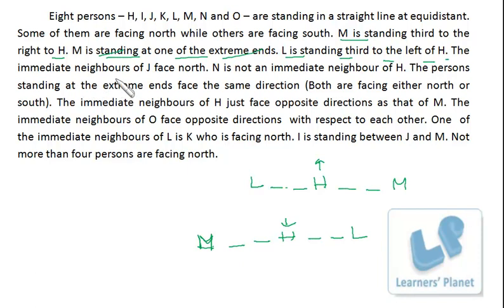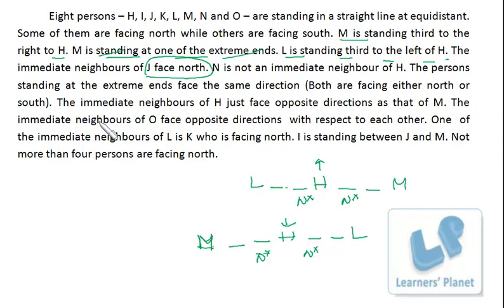The immediate neighbors of J face north. J we haven't introduced so far. N is not an immediate neighbor of H, so N is not here, not here, not here, not here. The persons standing at the extreme ends face the same direction, either both north or both south. The immediate neighbors of H face the opposite direction to that of M.